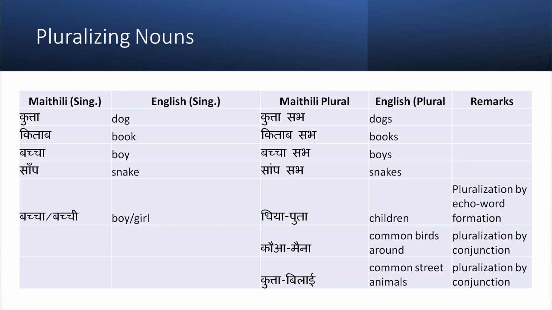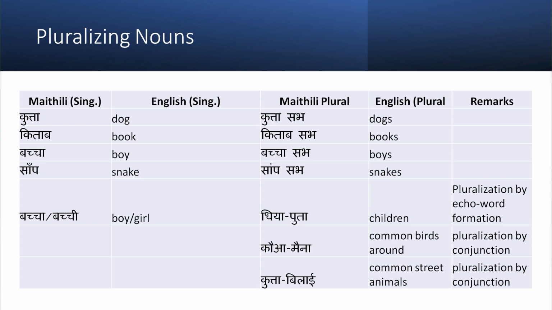How do you pluralize the nouns then? Are there any separate forms? So, you cannot say kutta and kutte. Kutte is plural marker in Hindi, but in Maithili you have to simply say kutta sob, which would mean dogs. So, kitab, kitab sob, bachcha sob, saap sob.